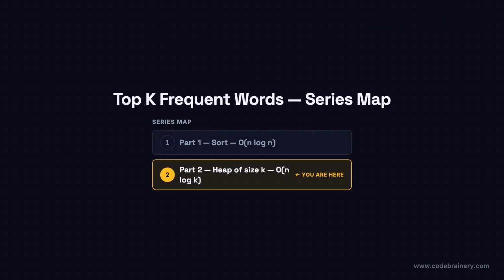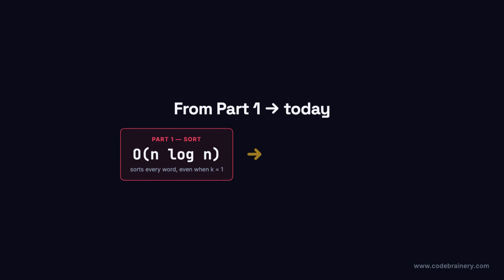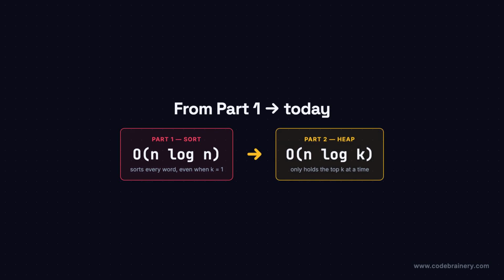Two parts. Part 1 was the full sort. We are in Part 2, the heap. The optimal solve. Quick recap. Part 1 counted every word, then sorted all unique words by the compound rule, then sliced the first k. It works, but it sorts every single word, even when k is 1. That is wasted work, and a senior interviewer will press you on it.